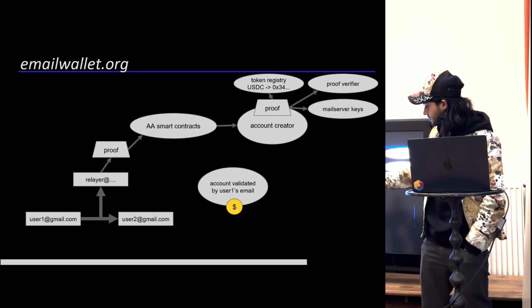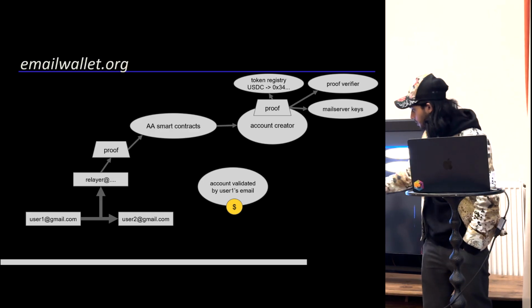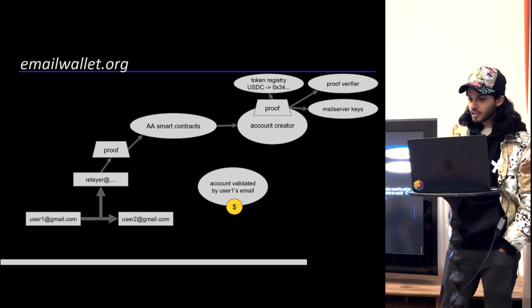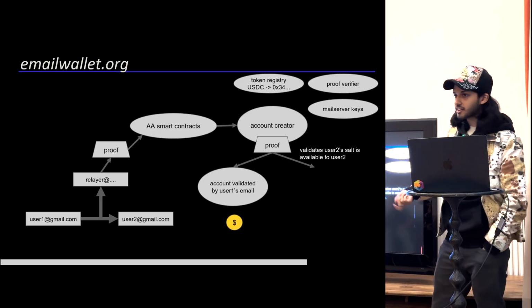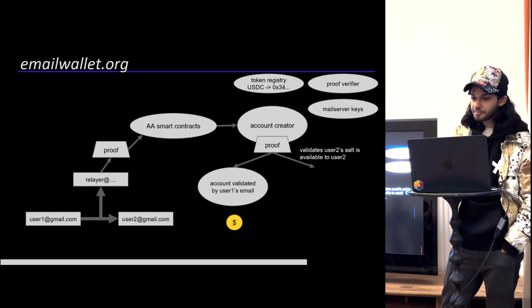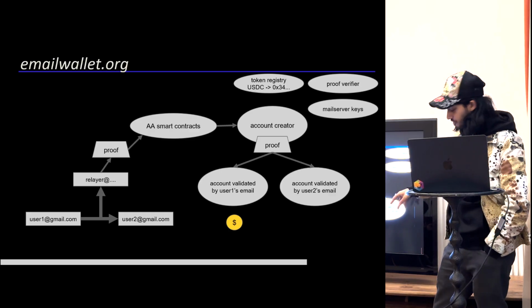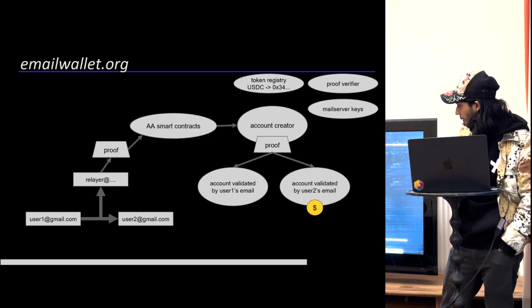Subsequently, it authenticates user 1's account, can now control the amount of money specified in the proof, validates that user 2 can actually access that private salt that we assigned to them, and subsequently creates an account for them, and then can transfer the money. Sweet.